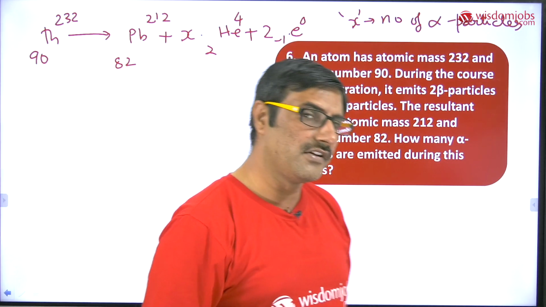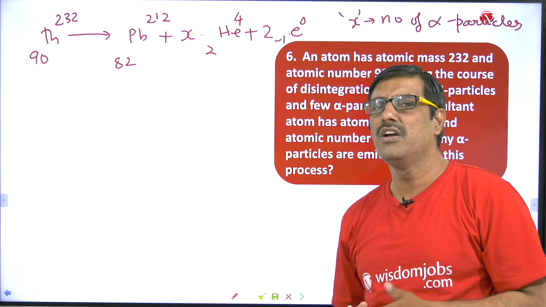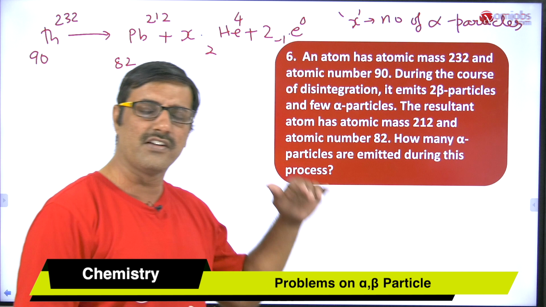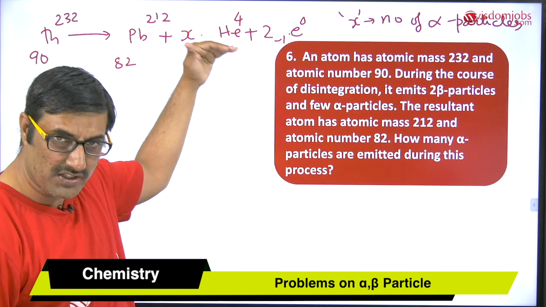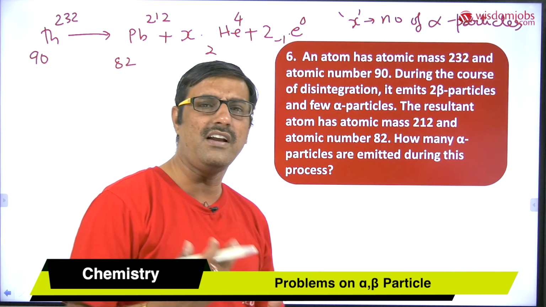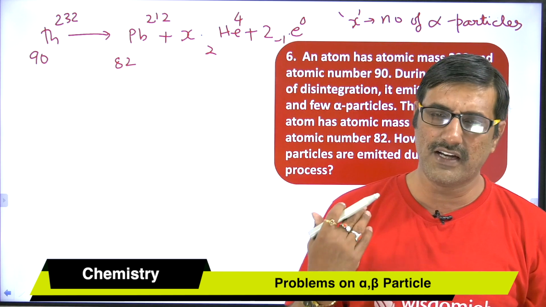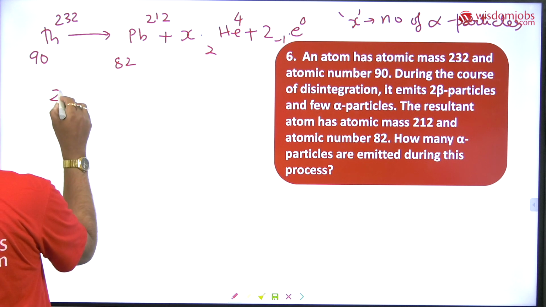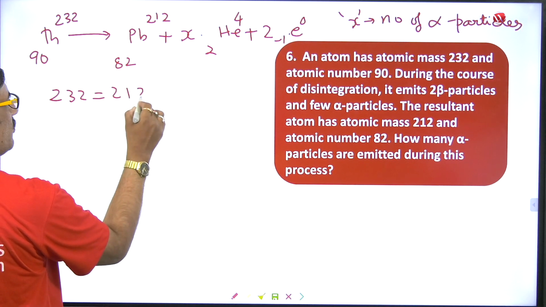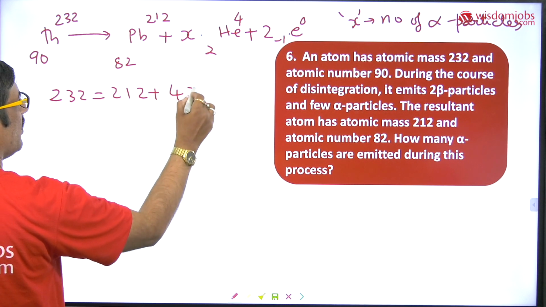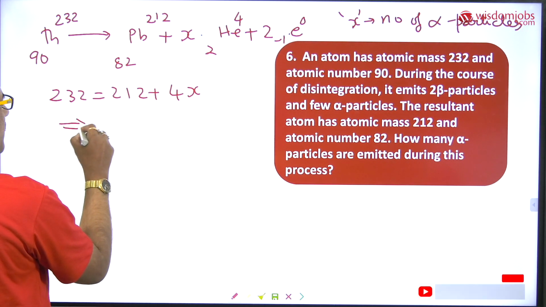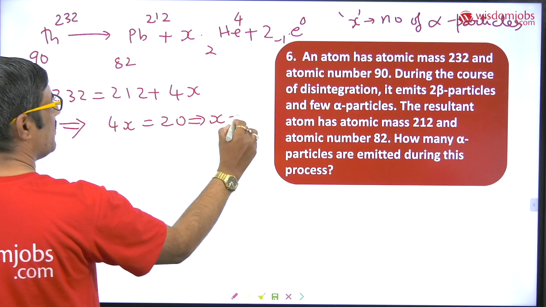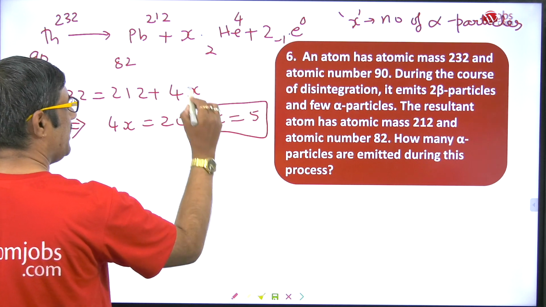Once you form the disintegration equation, it's very easy and everyone can easily solve this equation. What is the next step I told after writing the disintegration equation? Compare the mass numbers and atomic numbers. As simple as that. Let us compare the mass numbers first. If I compare the mass numbers, what do I get? 232 is equal to 212 plus 4x. So 4x is equal to 20, and x would be equal to how much? 5. So x is simply 5.